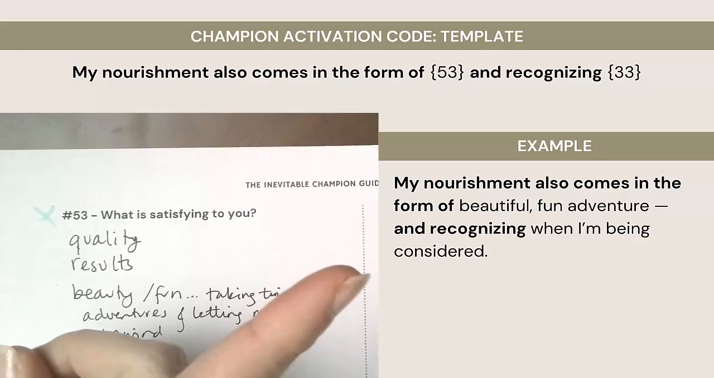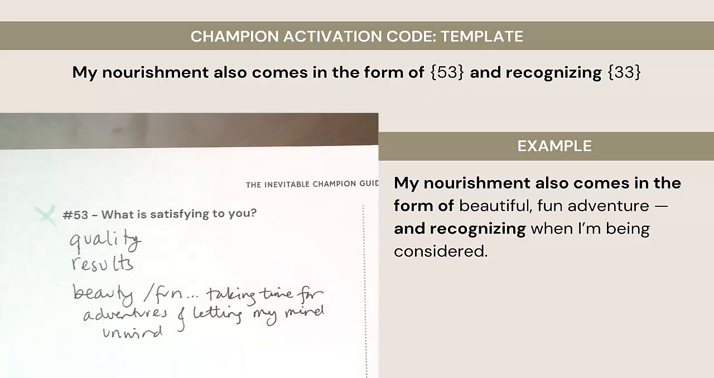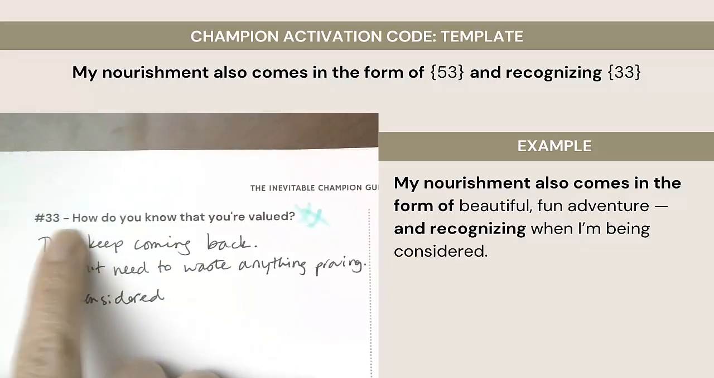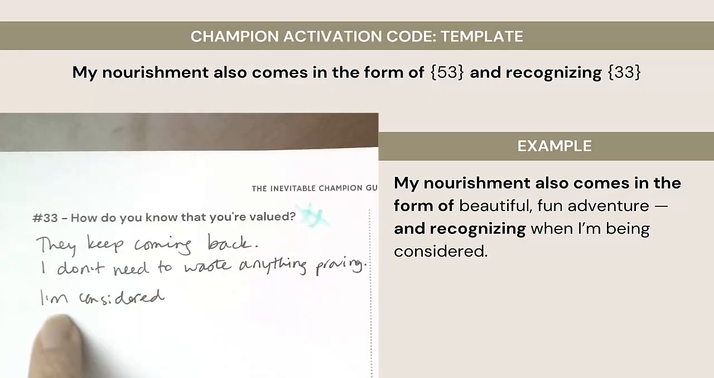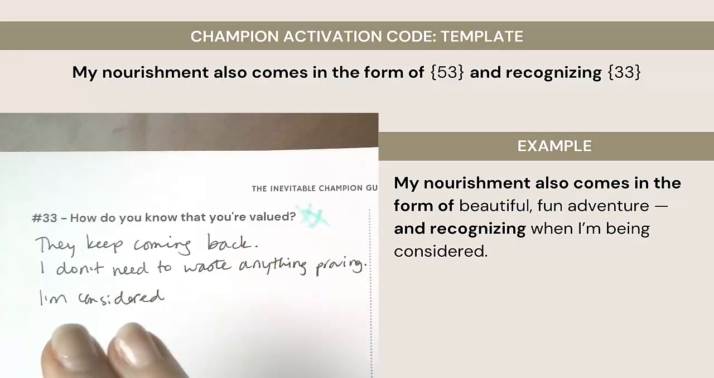My nourishment also comes in the form of beautiful, fun adventure and recognizing when I'm being considered, which came out of this answer here, 33. How do I know I'm being valued? They keep coming back, I'm being considered. So that's how I combined those ideas. Pause the video and take a moment to finish your final sentence.